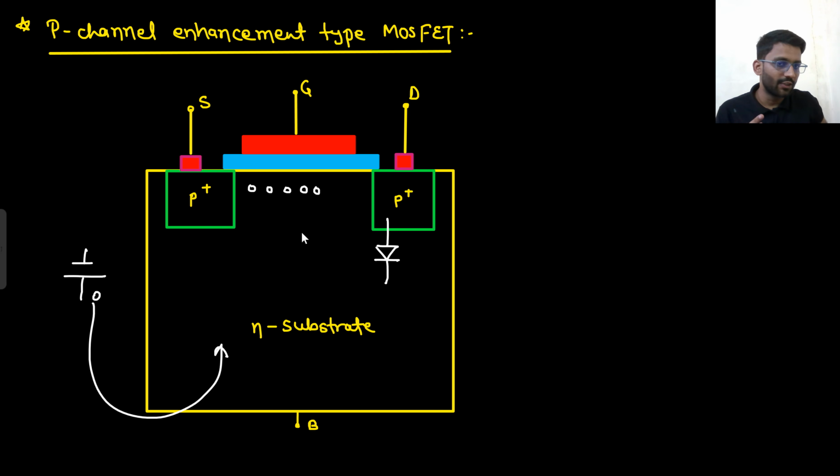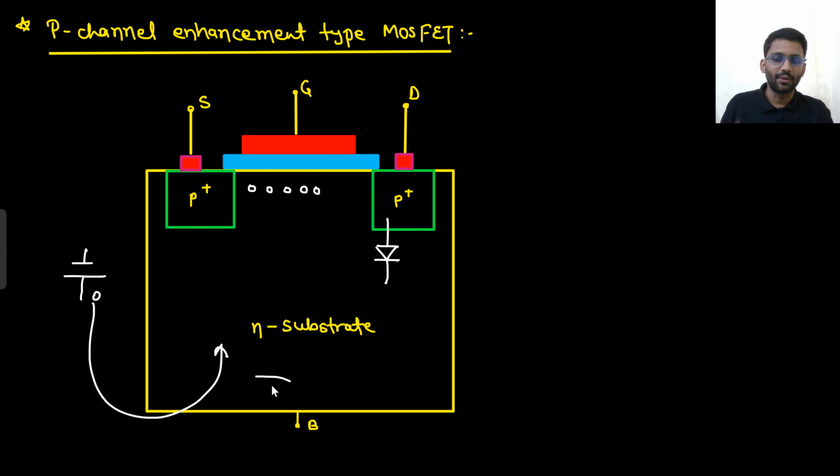So what will be the direction of current? The direction of current will be from source to drain, because holes are moving from source to drain. Now drain is at a negative potential and source is grounded. So which one is higher potential? Drain is negative and source is grounded. Source is higher. So in case of PMOS, the higher potential is source and the lower potential is drain.